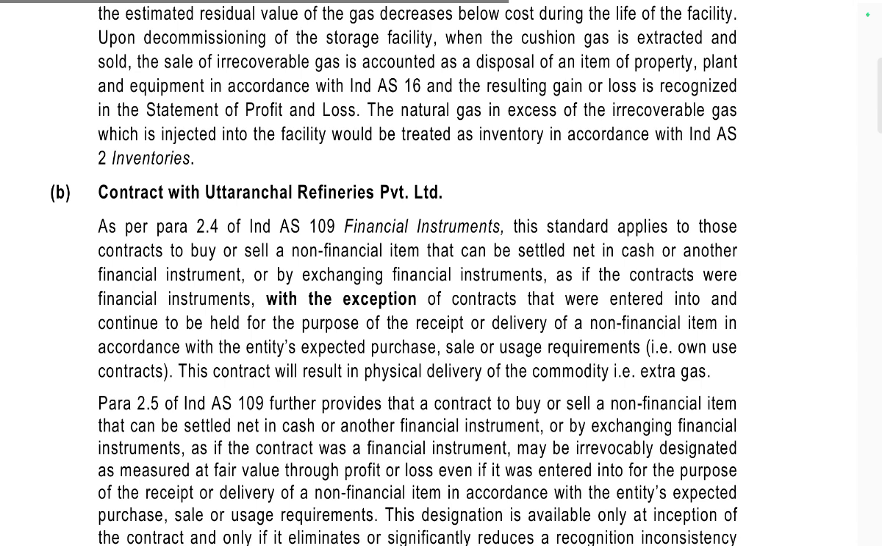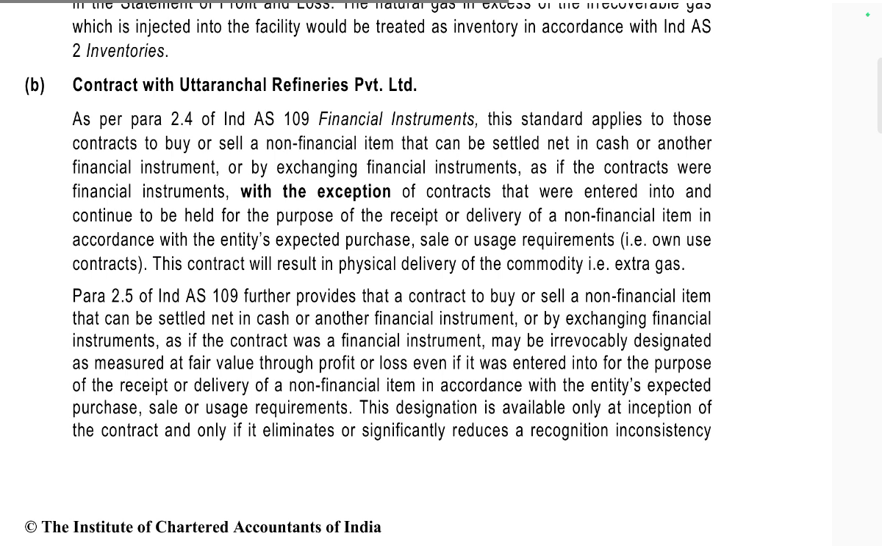A contract with the natural gas refineries is implemented. As per para 2 of Ind AS 109, Financial Instruments, the standard applies to contracts to buy or sell non-financial items that can be settled net in cash or another financial instrument, or by exchanging financial instruments. However, contracts that were entered into and continue to be held for the purpose of receipt or delivery of non-financial items in accordance with the entity's expected purchase, sale and usage requirements, that is, own use contracts, are excluded.